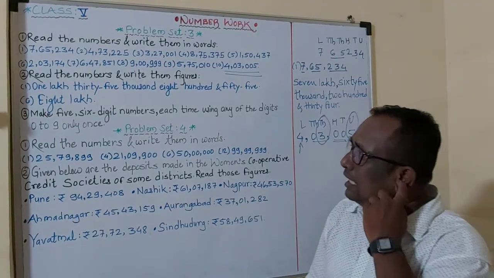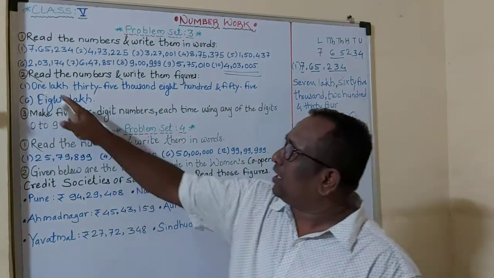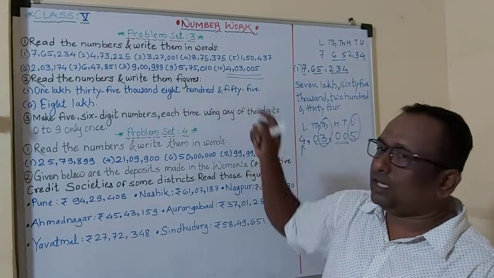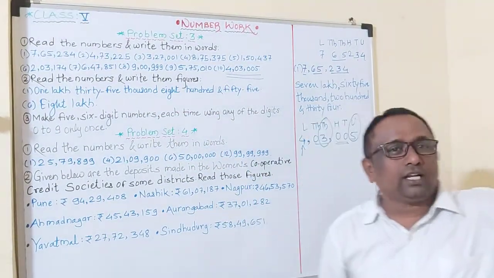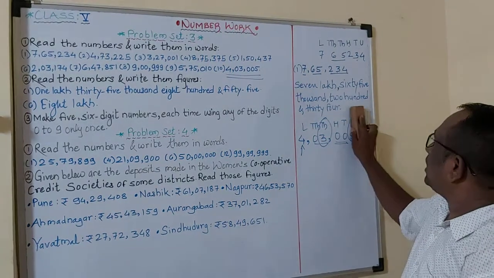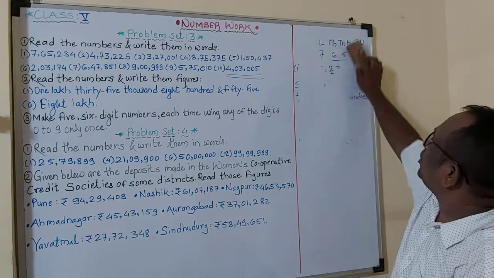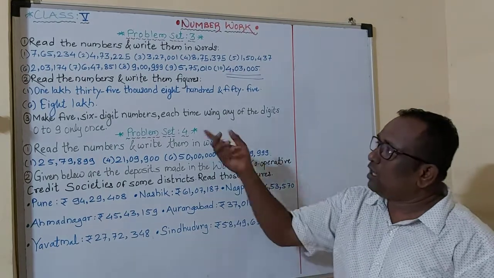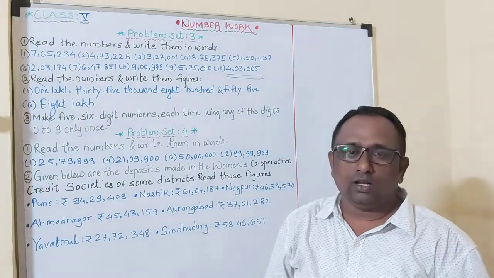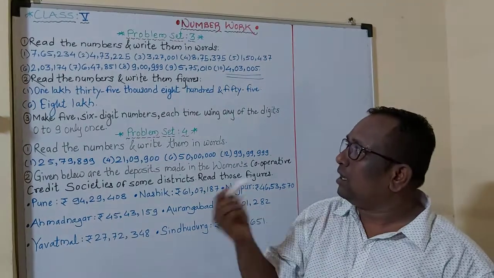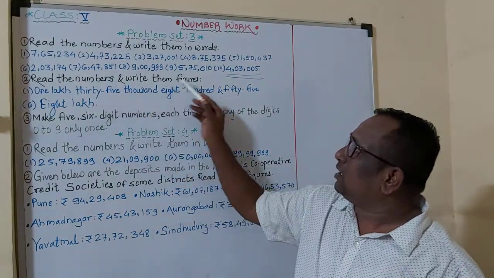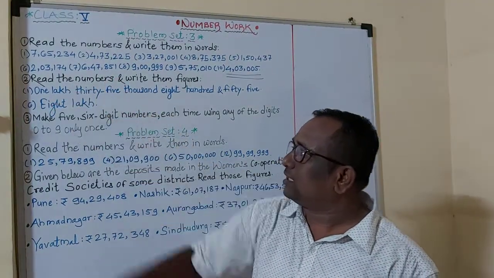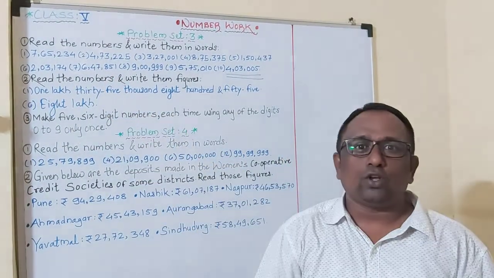Now we will move to the second question: read the numbers and write them in figures. This is a little bit simple. It is exactly opposite to the first question. Here the numbers are given in words and you have to write them in numbers. Figures means in the form of numbers. Here in total I think 6 examples are there. I will write only 2 for your explanation.